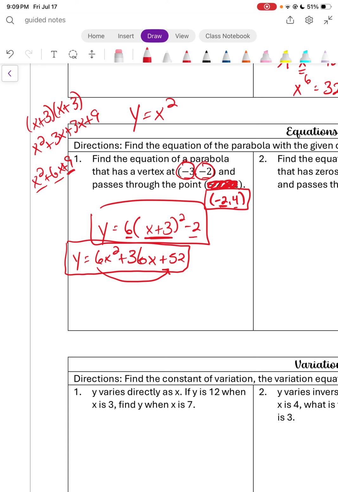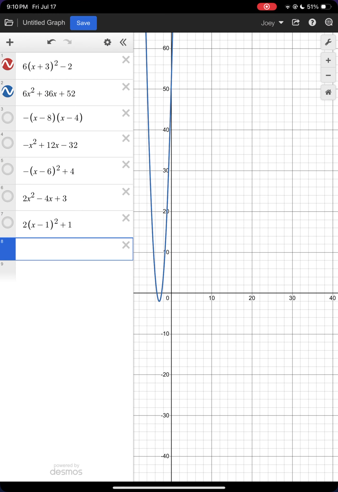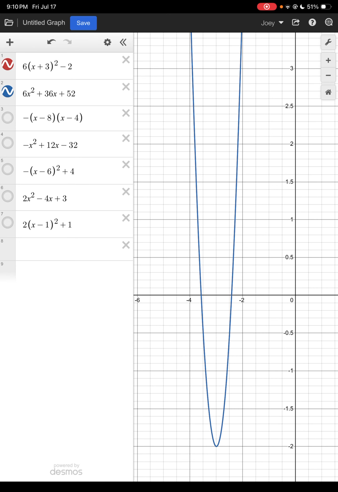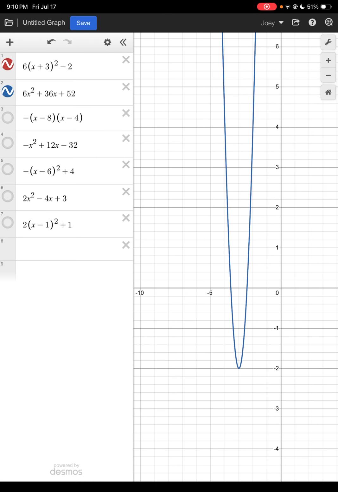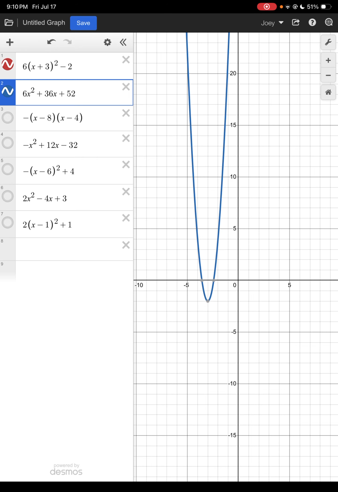Now, just to show you, my vertex is (-3, -2). We want it to pass through the point (-2, 4), and I'm going to go back and show you right here. This is the actual parabola. Does it pass through the point (-2, 4)? Let me get it to where it looks a little bit better. (-2, 4) is going to be about right in there somewhere. You can see it does pass through it. It does have the correct vertex. So what I'm trying to show you is you can always use Desmos to check these answers.